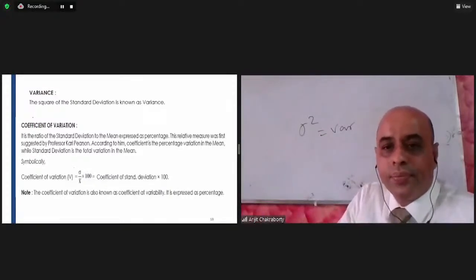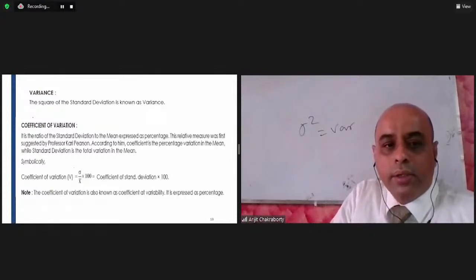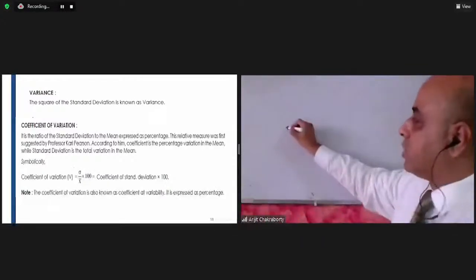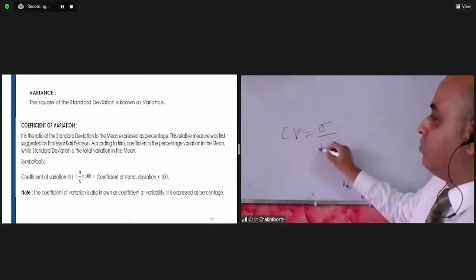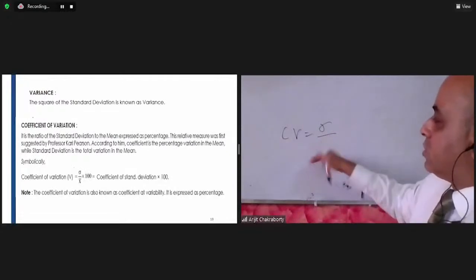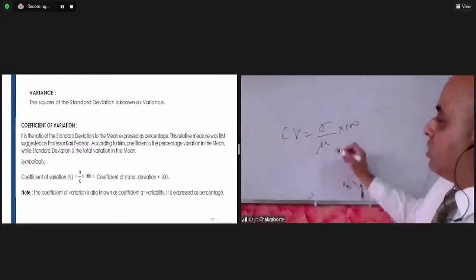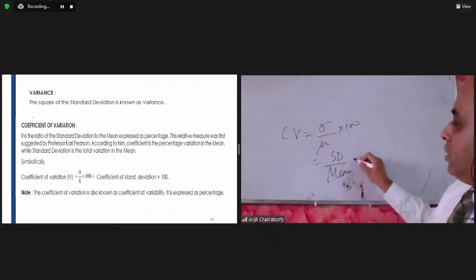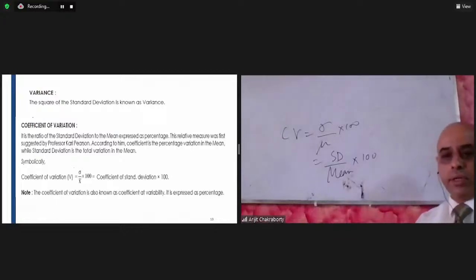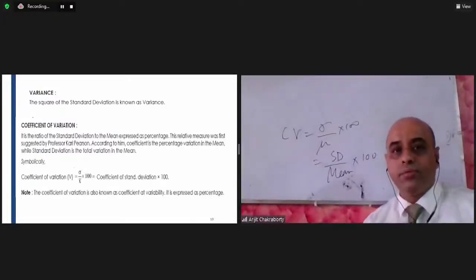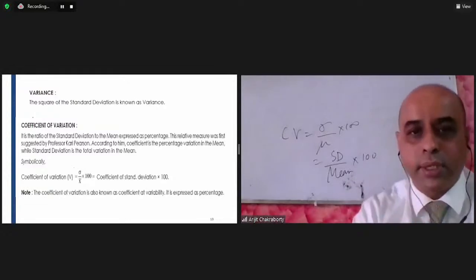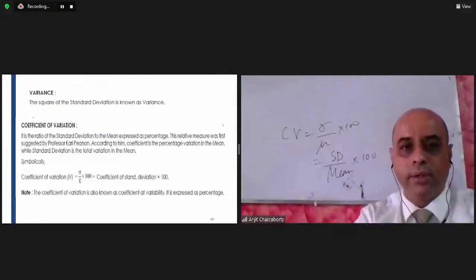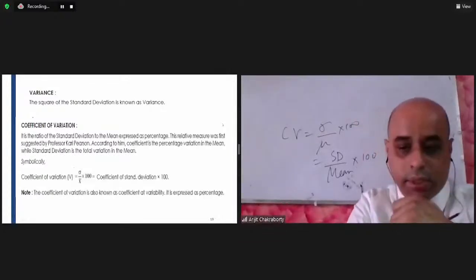And here again, the coefficient of variation, CV in short, is equal to sigma by mu into 100, where mu is the mean, or we can write it as SD by mean into 100. This is the coefficient of variation, also known as coefficient of variability, and it is expressed out of 100. Therefore, we are multiplying it by 100, so it is like a percentage.